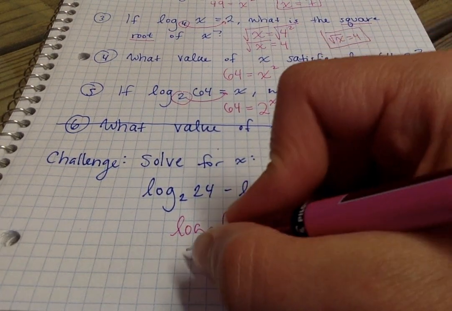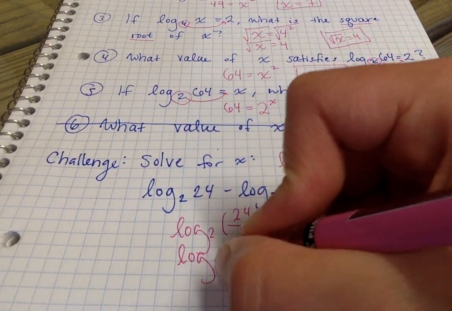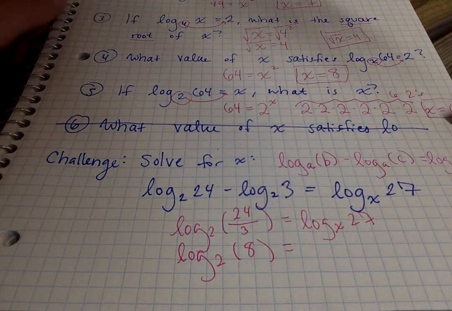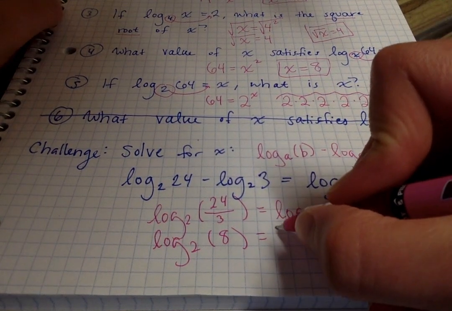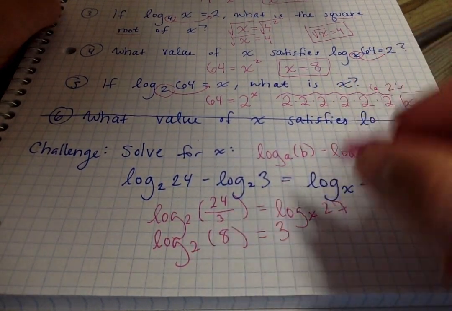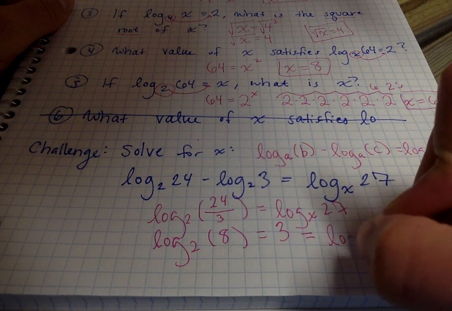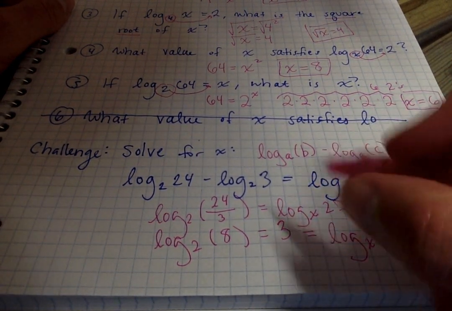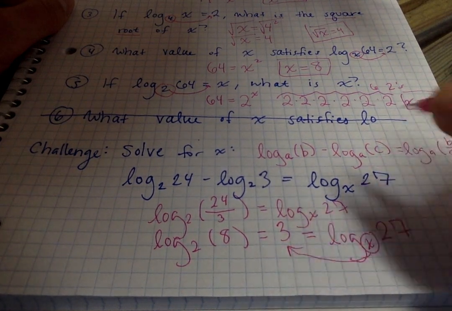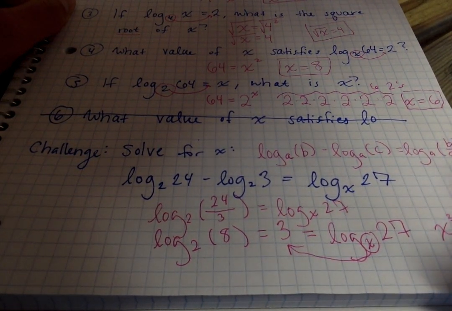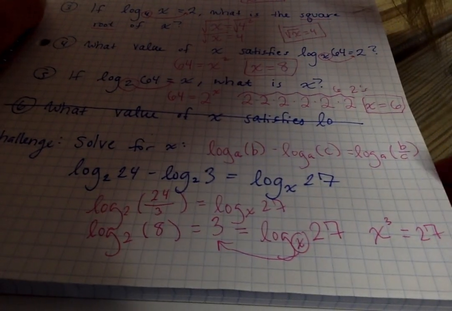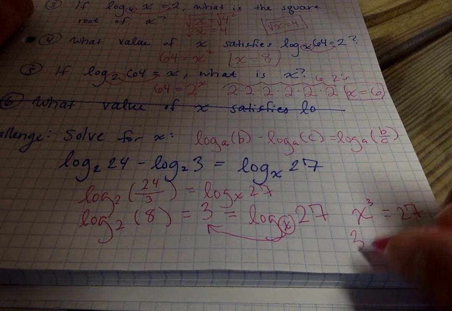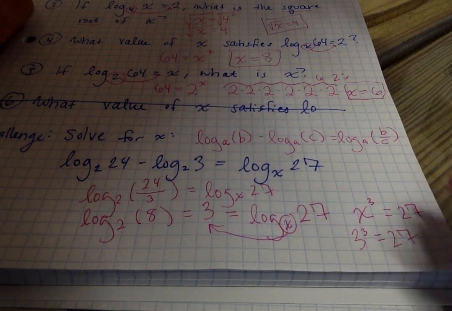Okay, well 24 divided by 3 is 8. Log base 2 of 8. We should know that that is 3, because 2 cubed is 8. So 3 equals log base x of 27. That means x cubed, I bring my base over there, x cubed is 27. 3 times 3 times 3 is 27. 3 cubed is 27. That means x is 3.